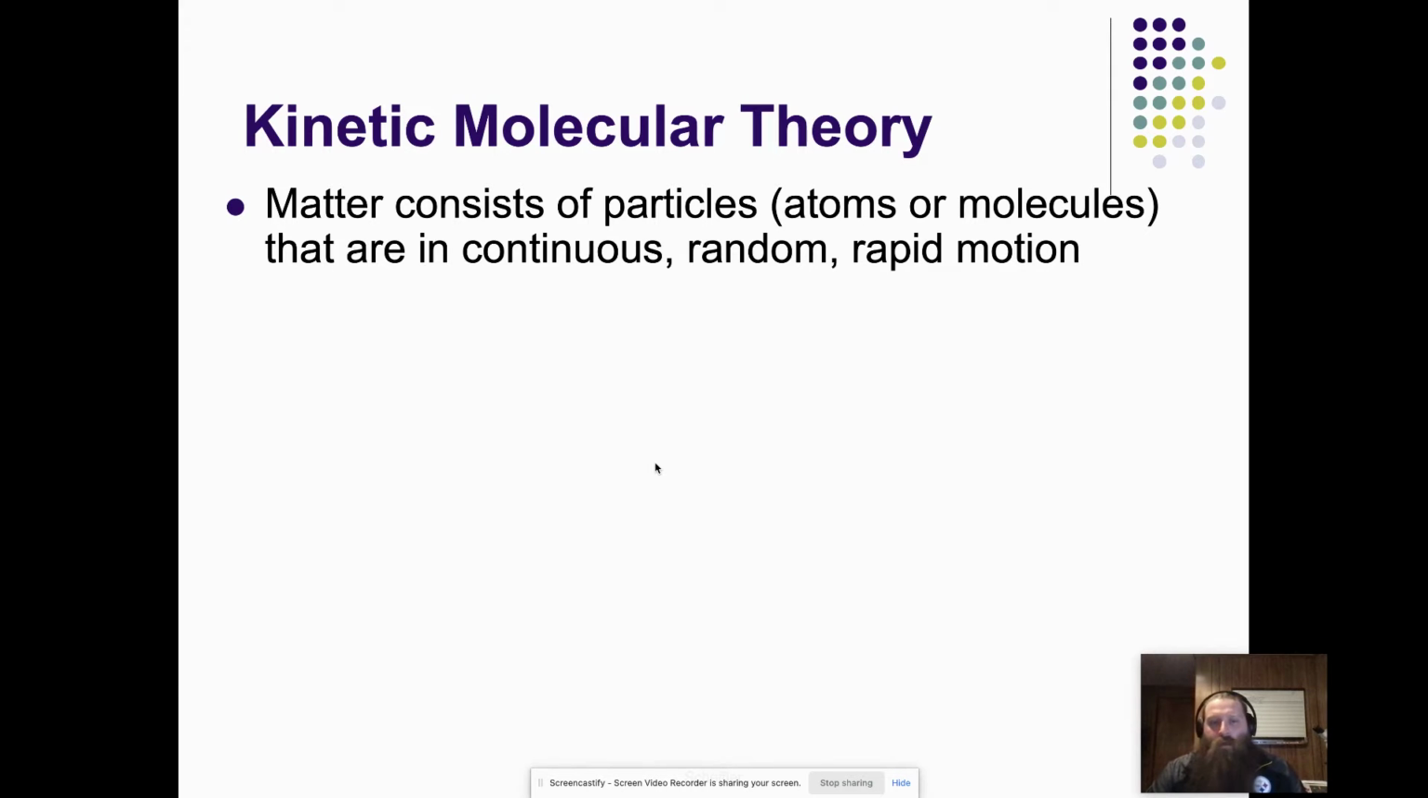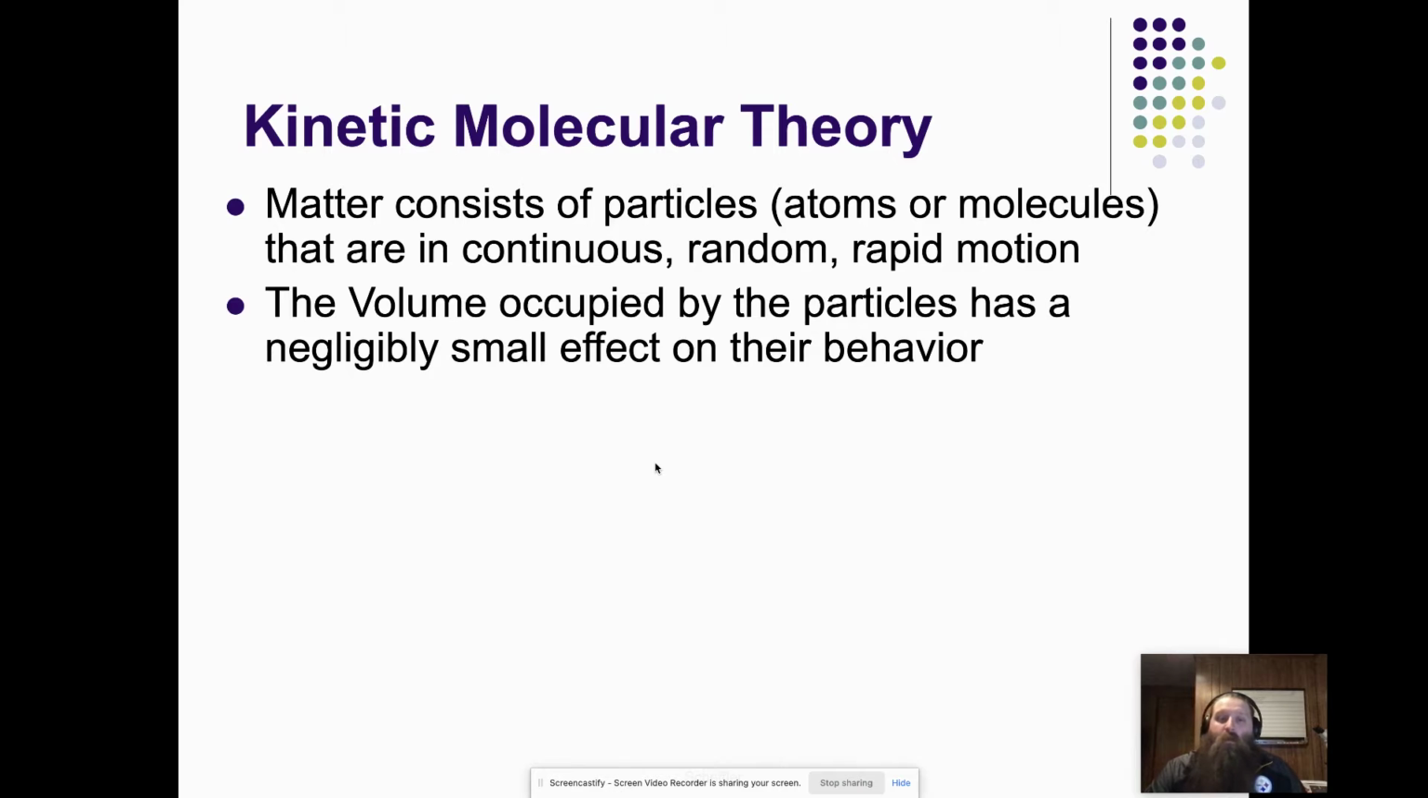So it says that matter consists of particles, either atoms or molecules, and they're always moving in random ways, and they're going really fast. The volume occupied by those particles is not really going to affect their behavior. Now, this is an assumption. This is not, in fact, true, but it is true enough, right?